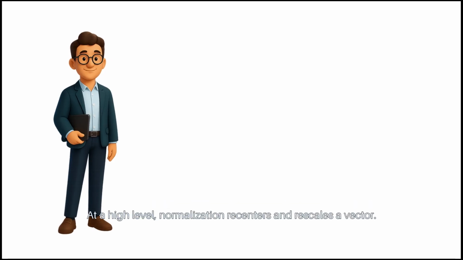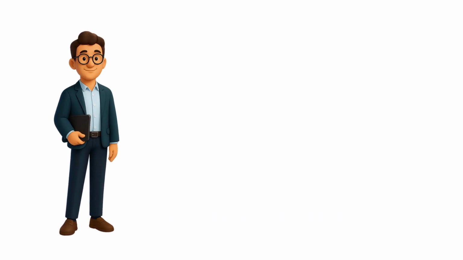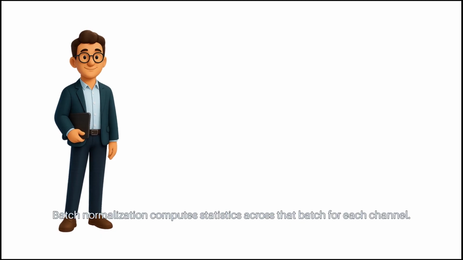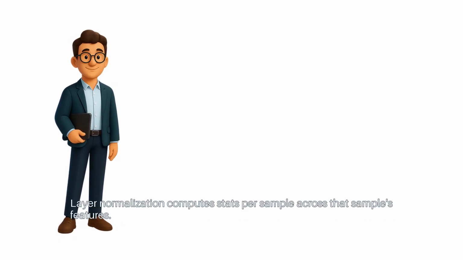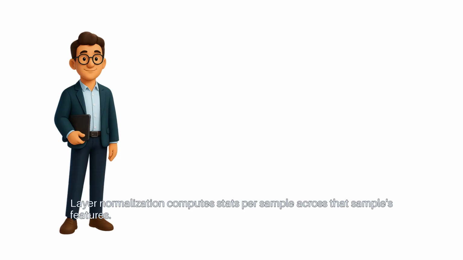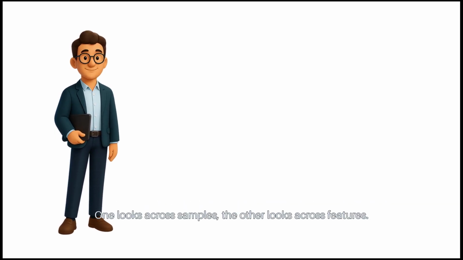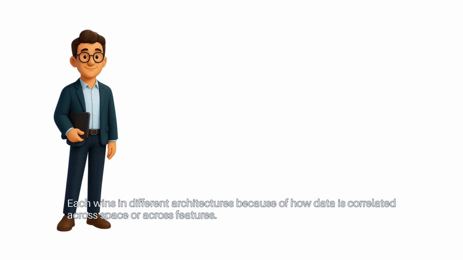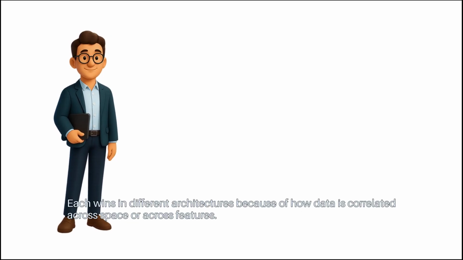At a high level, normalization recenters and rescales a vector. Imagine a small batch of images. Batch normalization computes statistics across that batch for each channel. Layer normalization computes stats per sample across that sample's features. One looks across samples. The other looks across features. Each wins in different architectures because of how data is correlated across space or across features.